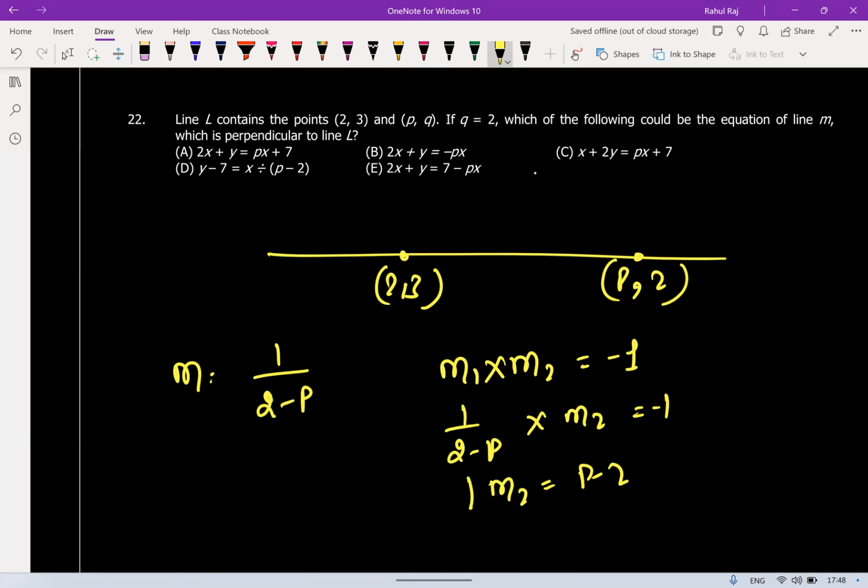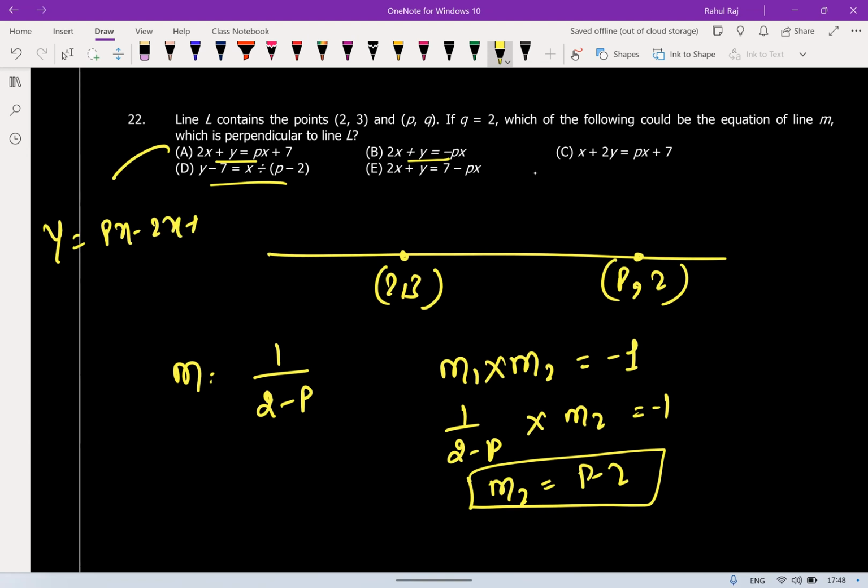P minus 2. So now your job is to simply convert all these equations of a line in the form of y is equal to mx plus c. So if you convert this, y is equal to what? Px minus 2x plus 7. That is y is equal to px minus 2. Sorry, and take x common. What I mean, (p minus 2)x plus 7. So this is the same slope I've got. So you can mark answer A and move on. In GMAT only one answer is right. This is what we wanted. So this line will be perpendicular to this line. Correct?